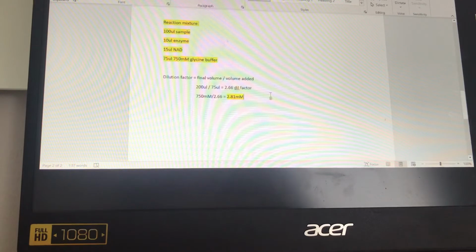Okay, so whenever you mix things together, you're likely to eventually end up diluting them. And in this case, you can work out the final concentration of the buffer by either determining the dilution factor or using equations to do it. All good?